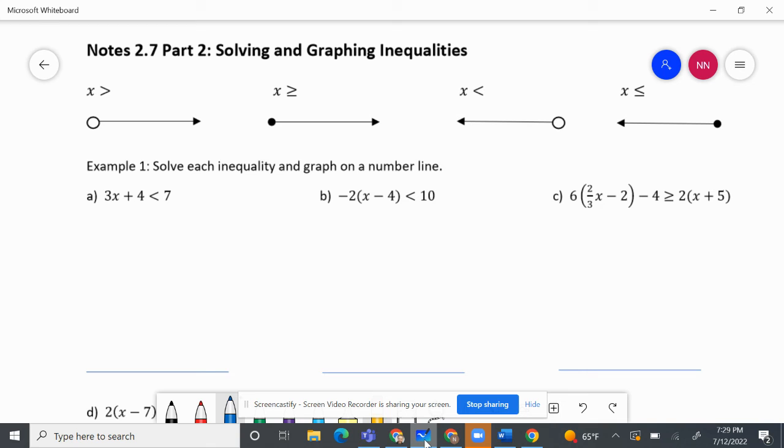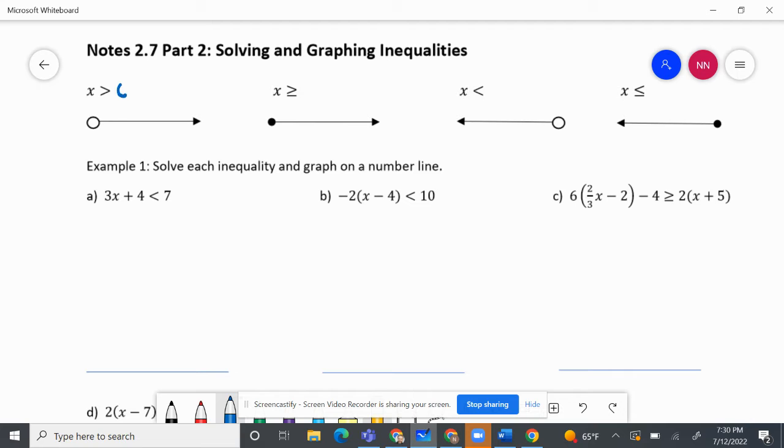What we're going to do is we're going to be solving and graphing inequalities. Last time we were just solving them and writing inequalities. This time we're going to be solving and graphing. Now, there's 4 different types of graphing.